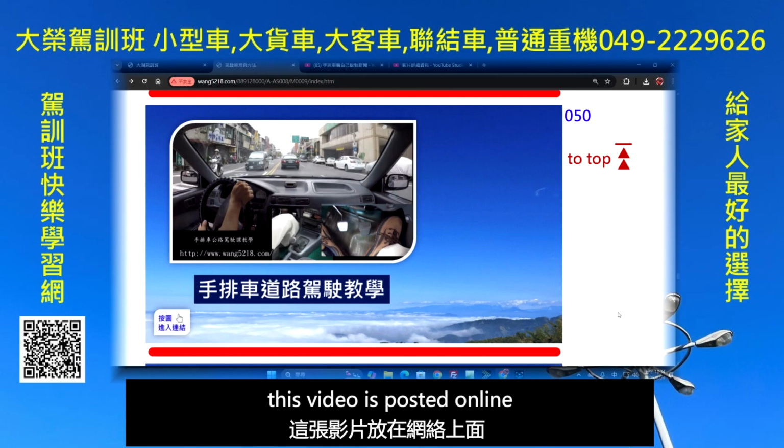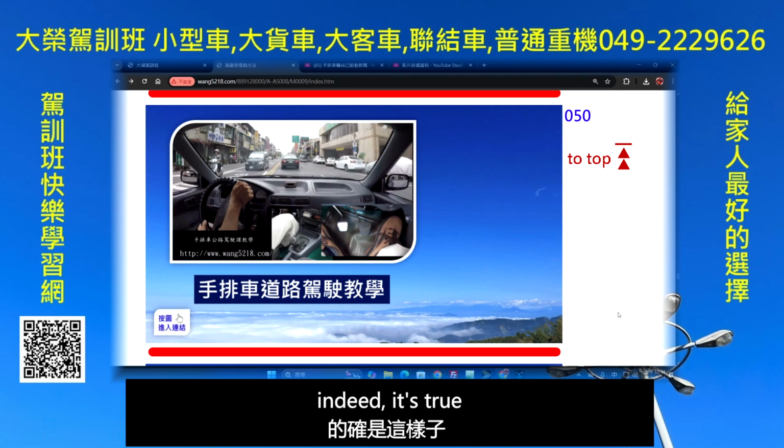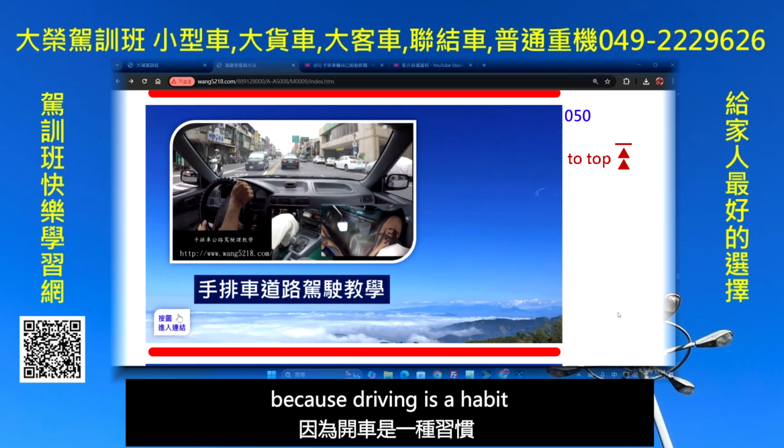This video is posted online. Some netizens said they can drive a manual car after watching it. Indeed, it's true, because driving is a habit. After you develop this habit, it's actually not that hard. So everyone must pay attention.